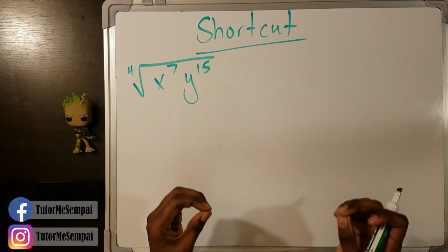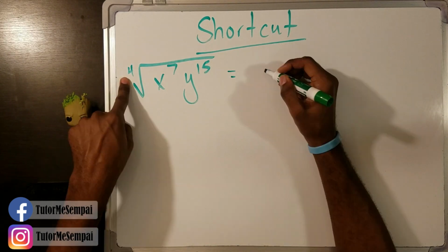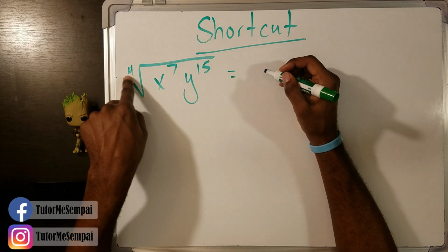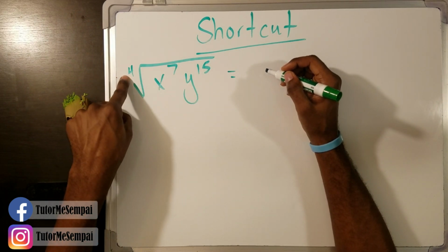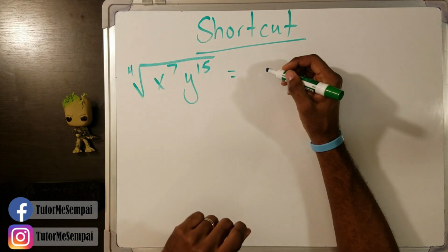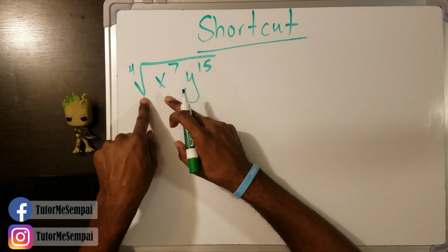So the one thing you're going to need to know for this shortcut is division. Division is going to be the key. This index, we're going to divide it into our exponents. How many times does this index go into each of these exponents? If you can answer that, you can do this shortcut. So let's see how this works for the x's.